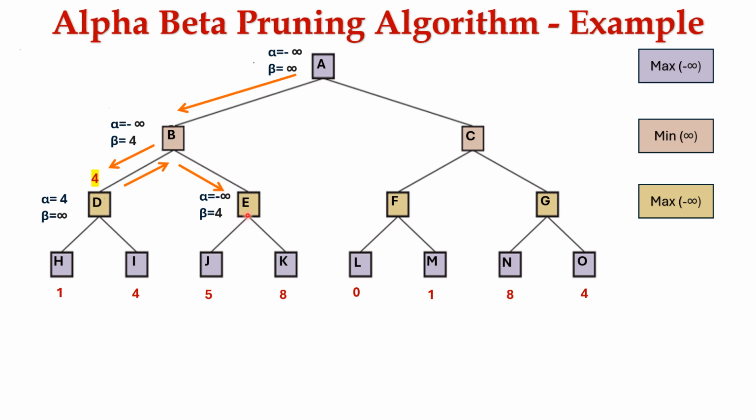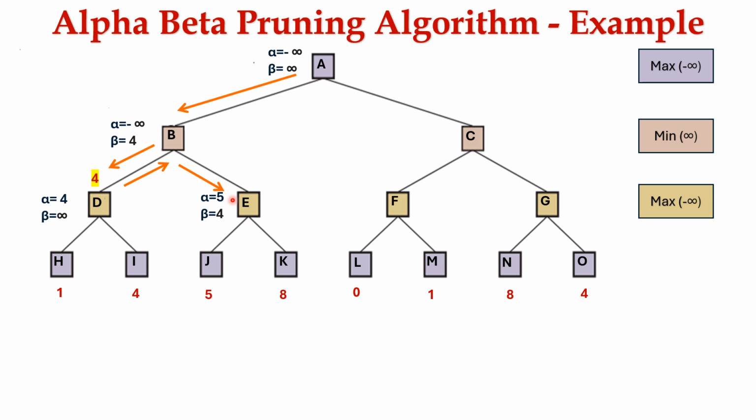Node E has two children, that is node J with value 5 and node K with value 8. Now we need to find the value of node E. Since it is a maximizing node, we need to apply the max function here. The evaluation begins here. The algorithm first compares node J value 5 with the node E initial value, that is minus infinity. Now it updates node E value as 5 since 5 is the maximum here.